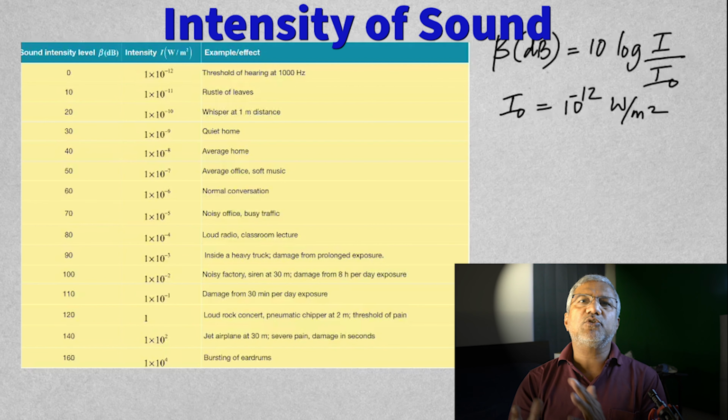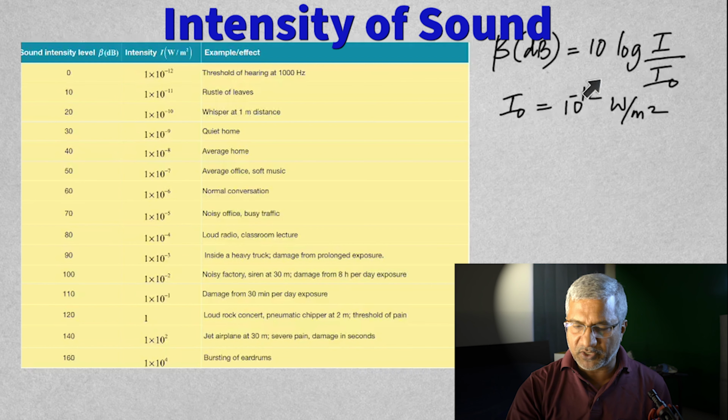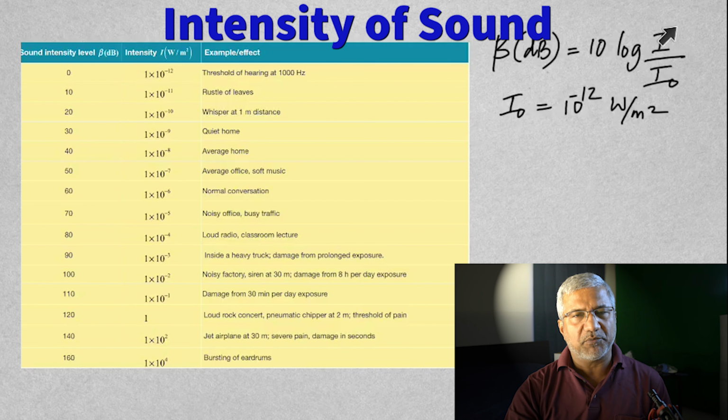So now we need to know how to change from one to the other, right? And that's where this formula comes in. Beta in decibels is 10 times the log of I by I naught, where I is the intensity in watt per meter squared, and we're trying to change that into decibels.